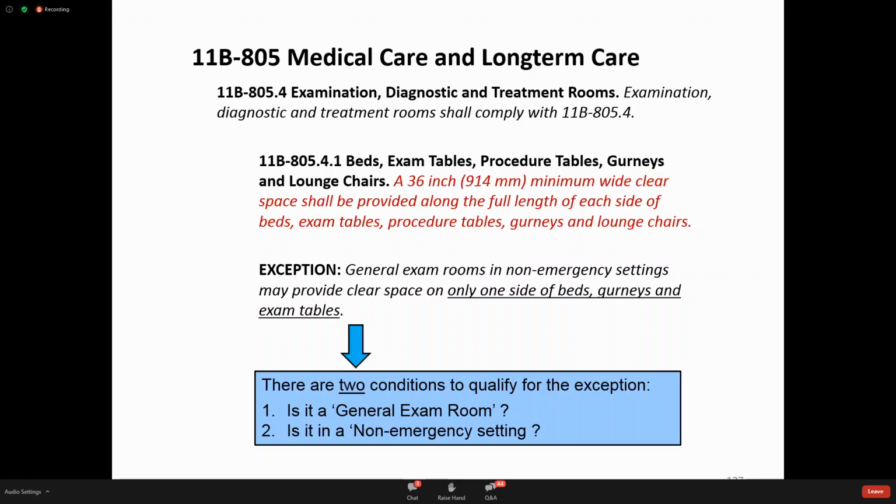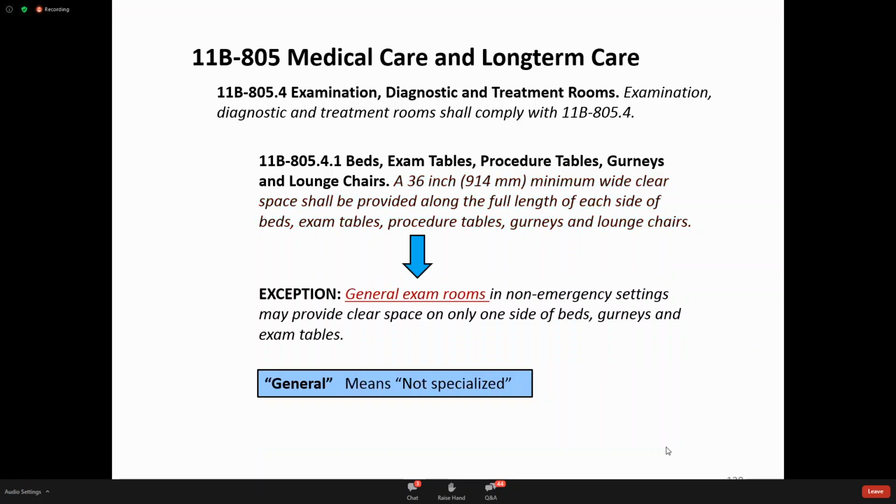I'm going to explain each of those separately, but before I do, the good news here is that the two of those things almost never coincide. If you have something that actually is a general exam room, it's almost never in an emergency setting. So you don't hardly ever have the two of those things conflicting. Let me break this down a little further.